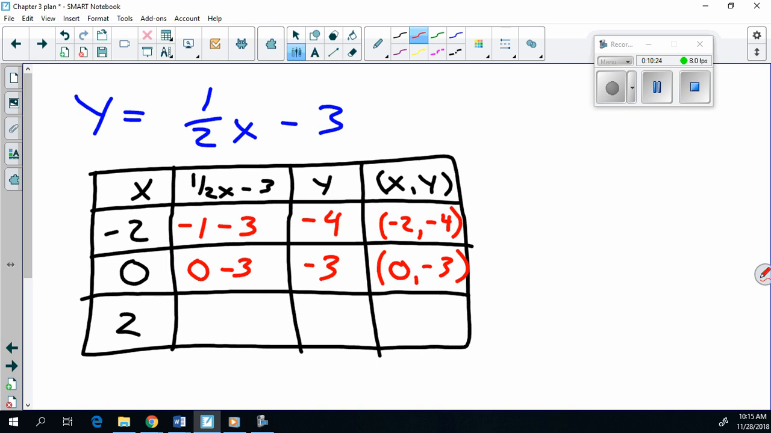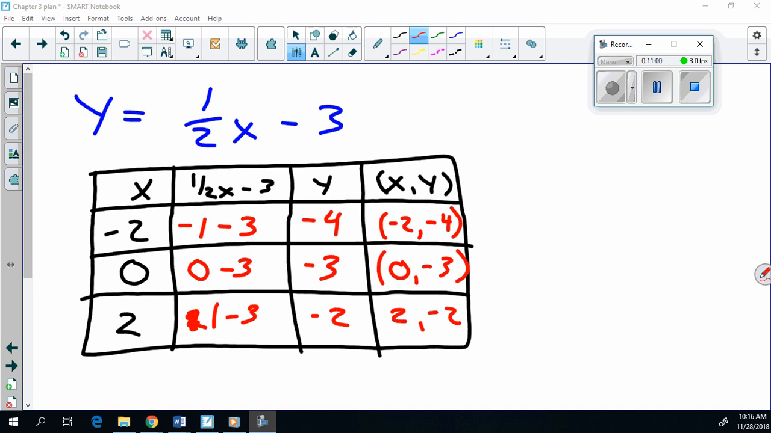So if x is 2, that's 2 times a half, which is 1. So 2 times a half, I'm just going to put it in as 1. 1 minus 3 is negative 2. So you'd have 2, negative 2.